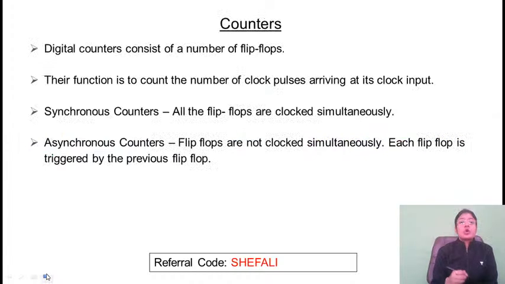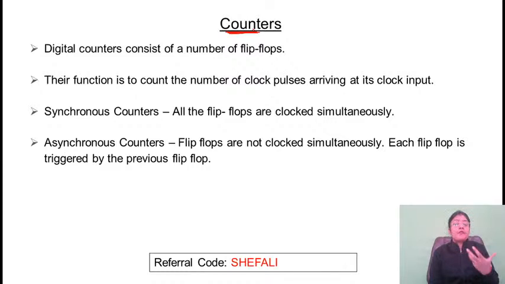Okay, so the topic is counters. Basically, counters are used to count, the basic application being to count the number of clock pulses. How are digital counters designed? These contain a number of flip-flops. And we have also talked about registers. Registers are nothing but flip-flops connected in a cascading manner. It can be connected in a serial manner or parallel.